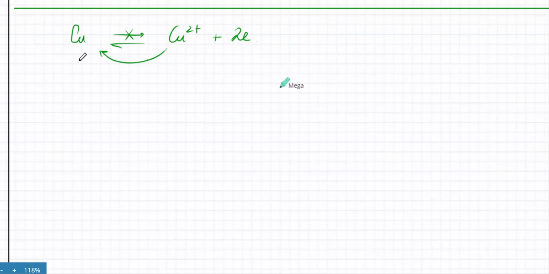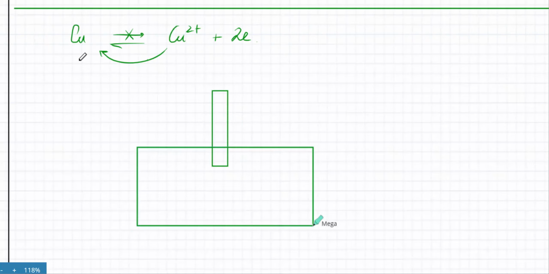So let's make an electrode out of copper. I'm going to take a copper bar and put it in a solution that contains copper 2 plus ions. So this is my copper rod, and I have got copper 2 plus ions in the solution.